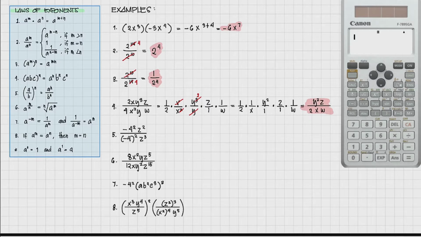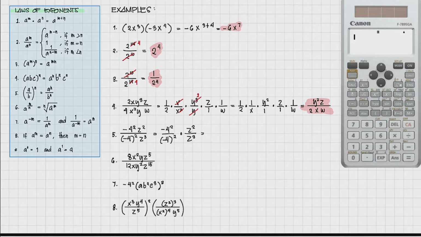Okay, for number 5 naman, similar approach lang tayo. We're just going to combine similar terms. So we have here negative 4 squared over quantity negative 4 squared. And then we're going to multiply that to z squared over z cubed.